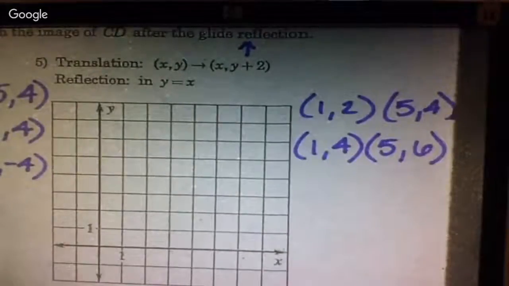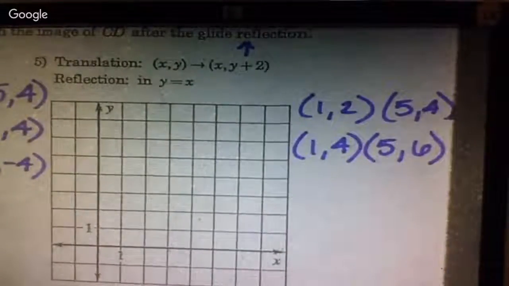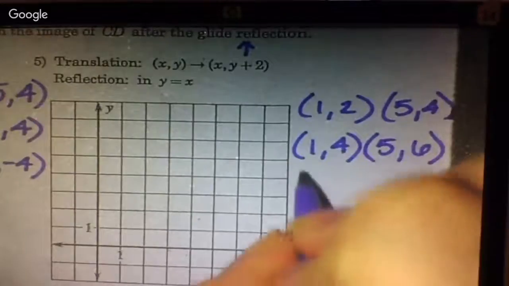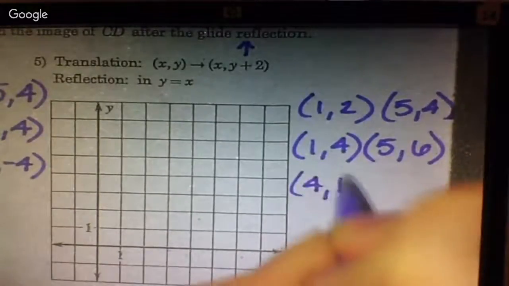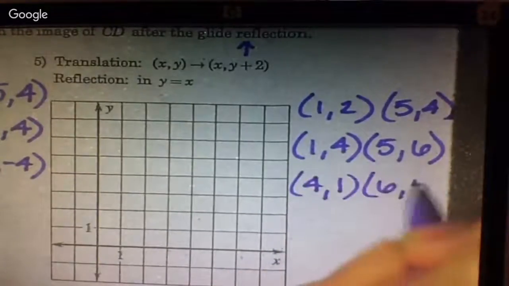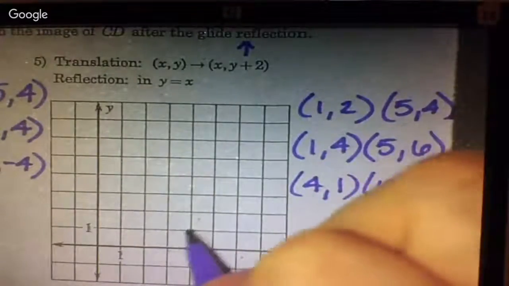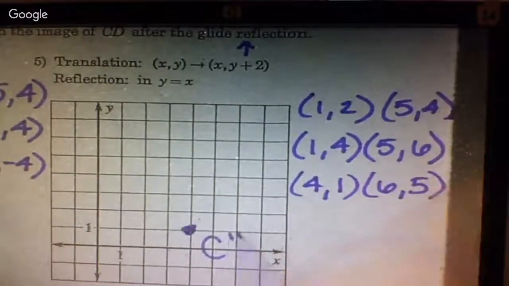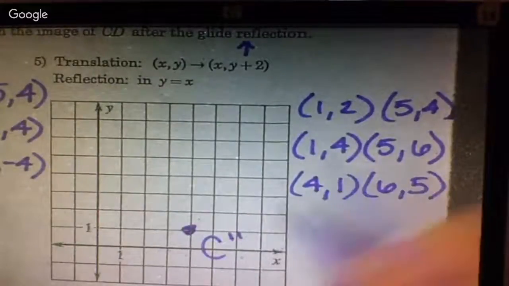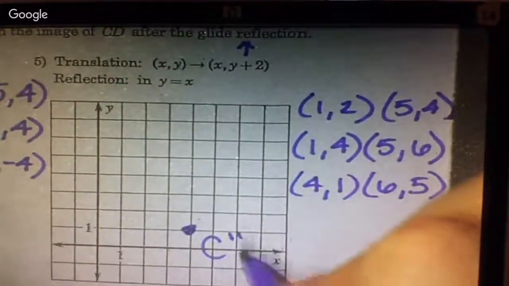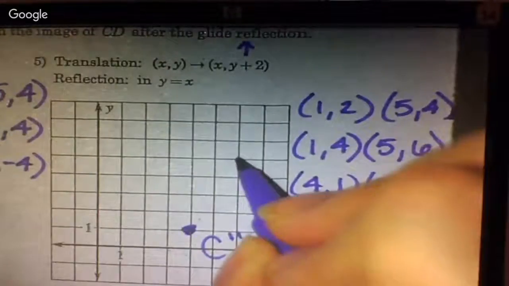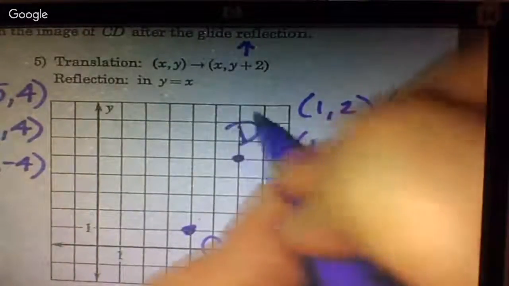All right, so reflect over y equals x. That means my y goes to my x and my x goes to my y. So we're at 4, 1 and 6, 5. So here's C double prime. Here is D double prime.